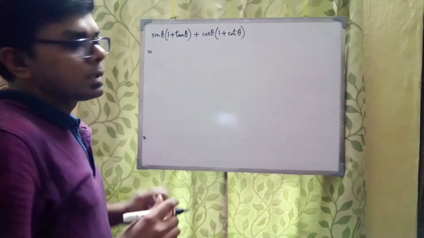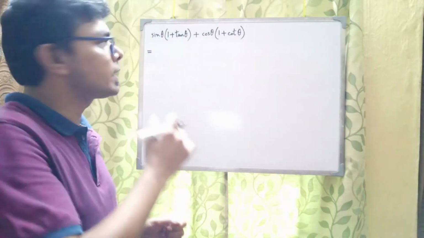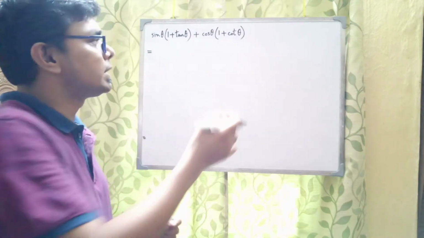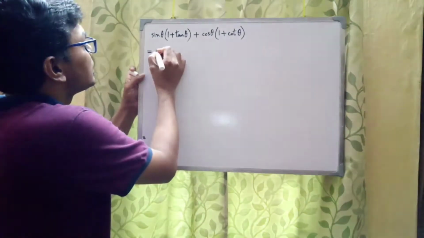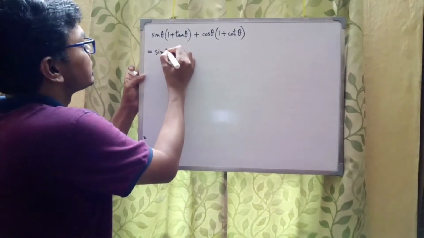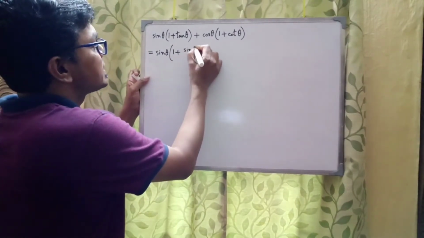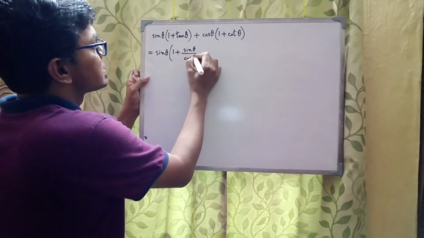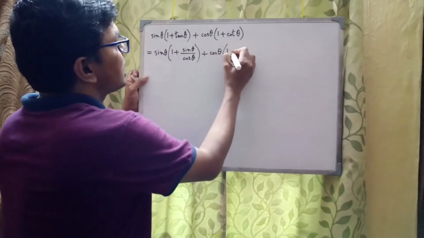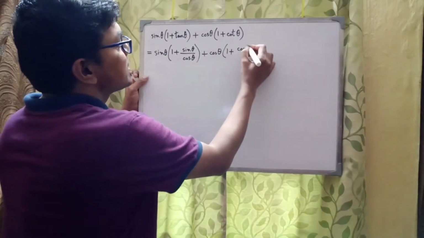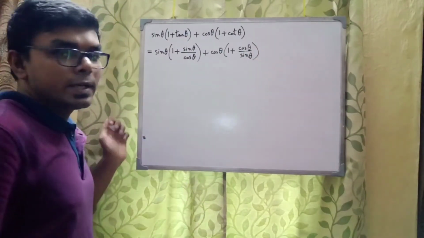See, sometimes it is better to convert tan to sine and cos. Okay, that is tan theta equals sine theta by cos theta, and cot theta equals cos theta by sine theta. In this sum we will do that. So it is sine theta into 1 plus, now tan theta means sine theta by cos theta, plus cos theta into 1 plus cot theta means cos theta by sine theta. Right?